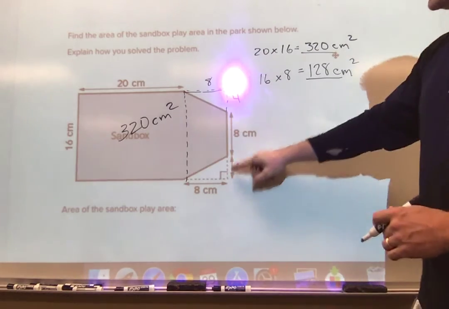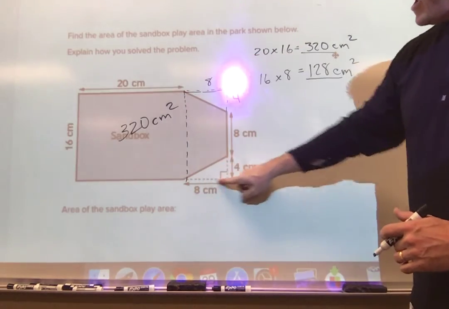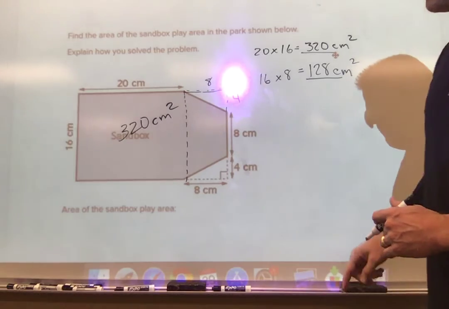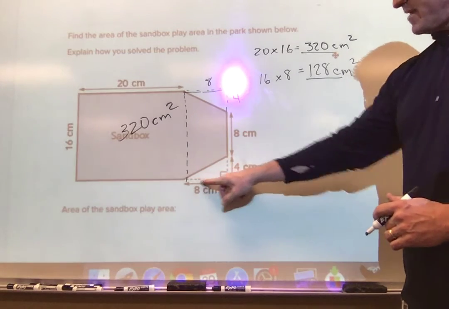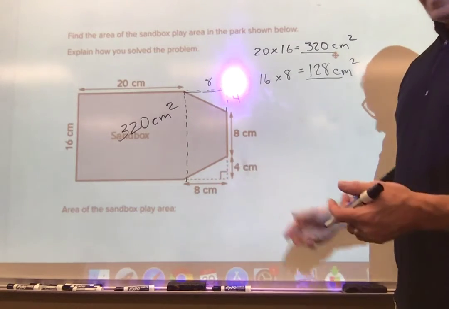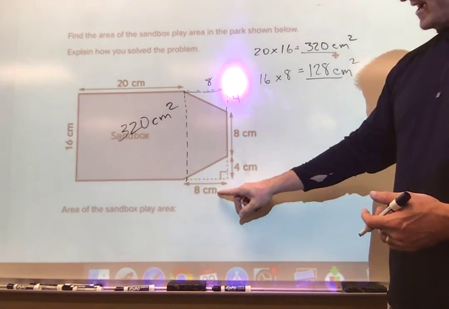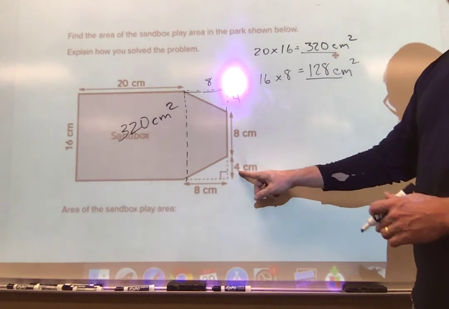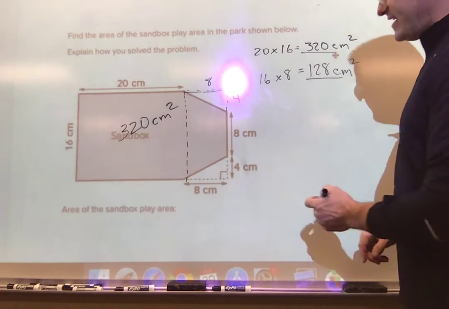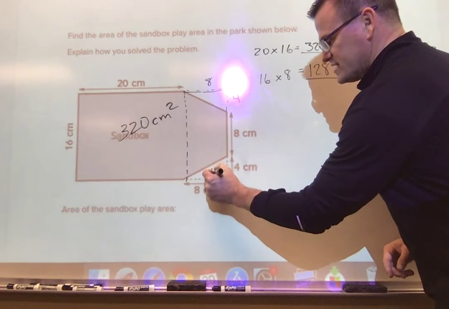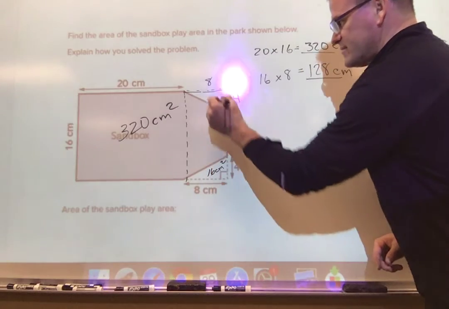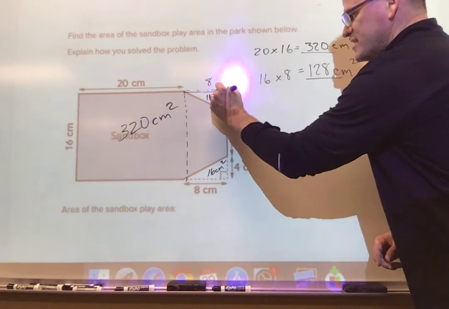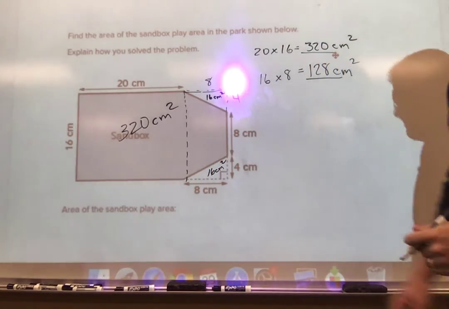Okay, so I see each of these triangles are 8 by 4. And I know to find the formula of a triangle, you have to take base times height and cut it in half. So base times height, this would be 8 by 4. So I know 8 times 4 is 32. If I cut that in half, I get 16. So this little thing is 16 square centimeters. So that means this little triangle has the area of 16 square centimeters.